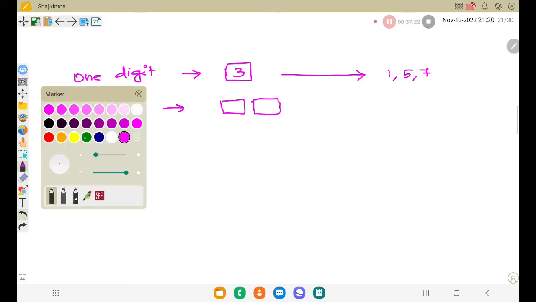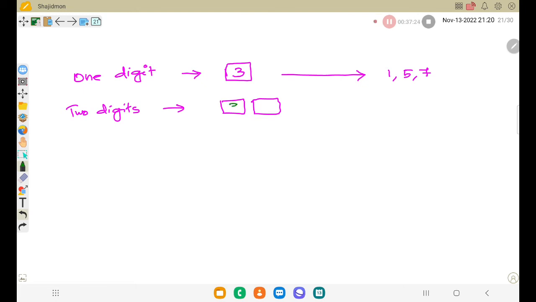In the first digit, how many possibilities are there? There are 3 possibilities. What are the 3 possibilities? Either the number should be 1 or 5 or 7, correct? Now, repetition is not allowed. So for the second digit, how many possibilities will there be?